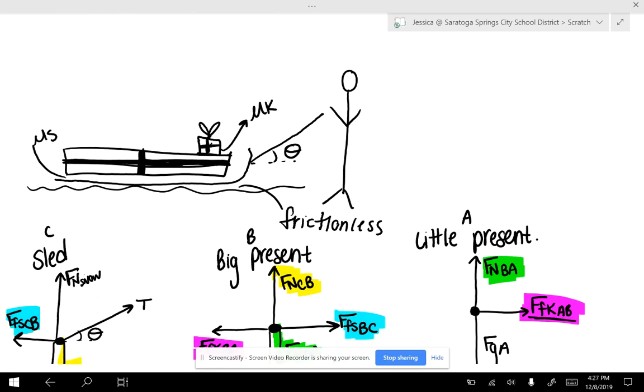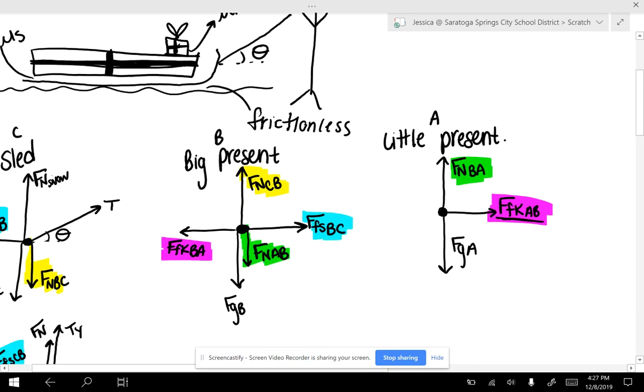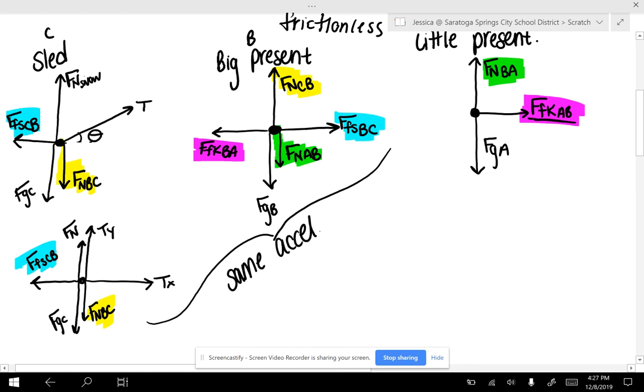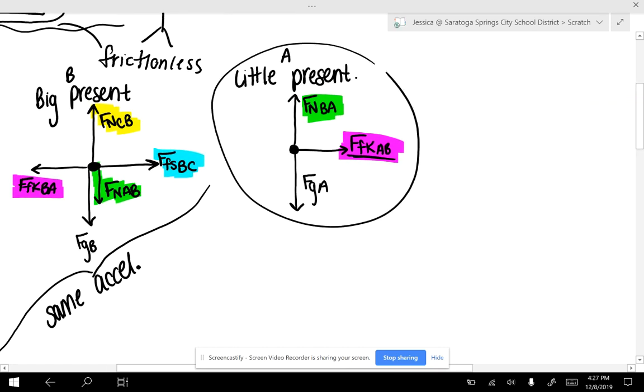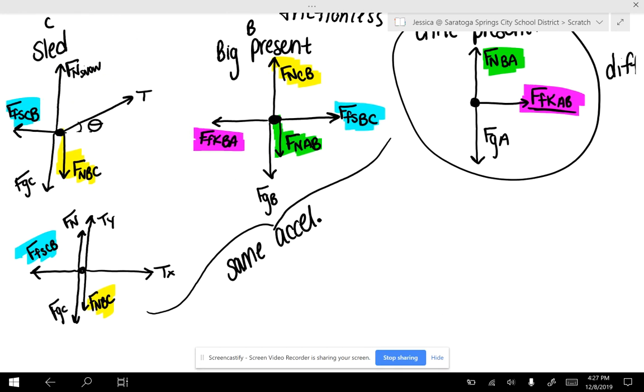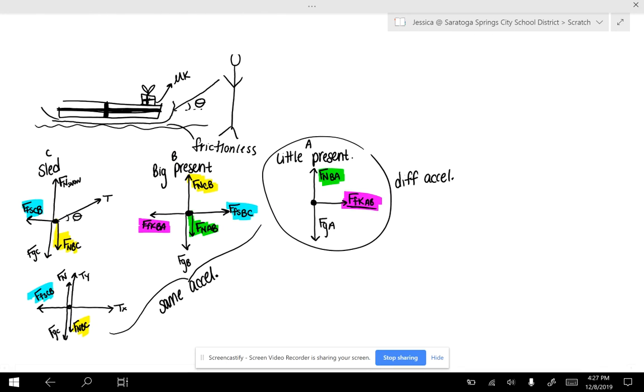B and C are connected because the static force of friction allows the two to stay stationary relative to each other. So these two are going to have the same acceleration as each other because they're essentially stuck together through the force of friction. The little present, however, will have a different acceleration than the sled and the big present. So when it comes to net force equations, that part is going to get a little bit trickier. Let me zoom out a little bit.